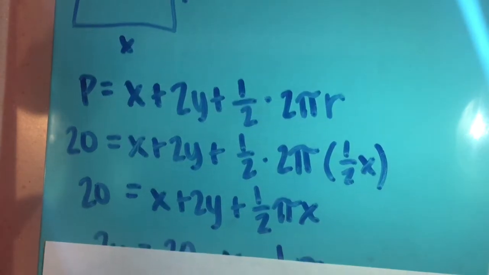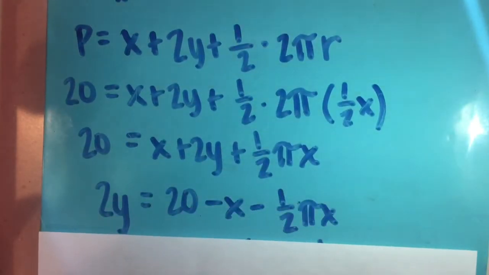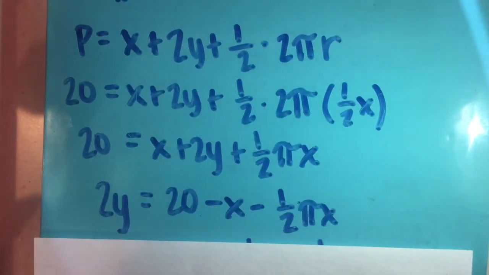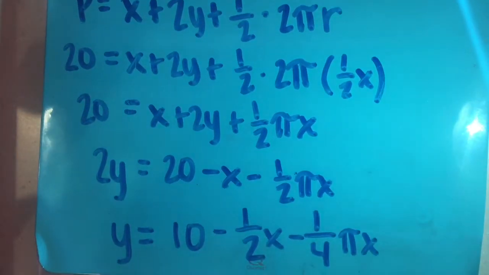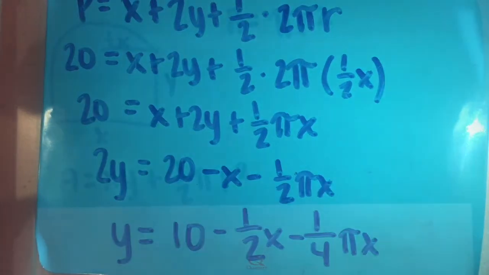And now we're going to solve that equation for 2y. So in that, we're going to have 2y equals 20 minus x minus 1/2 pi times x. And now to get the equation equal to just y, we are going to divide the entire equation by 2, which will leave us with y equals 10 minus 1/2 x minus 1/4 pi x. And that is going to be our final equation for the perimeter of the entire window.